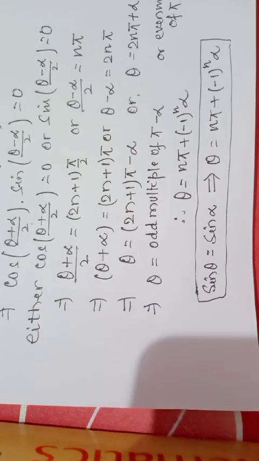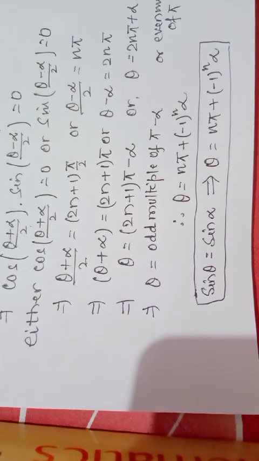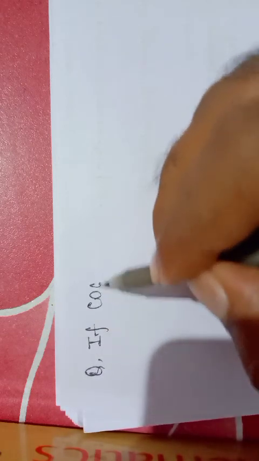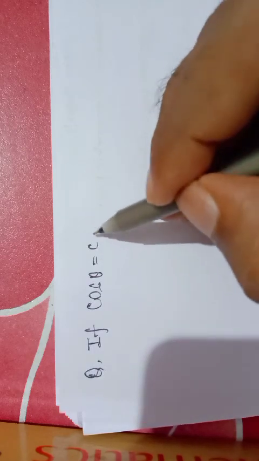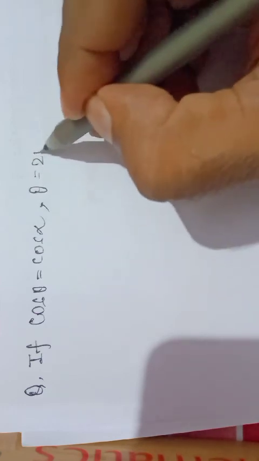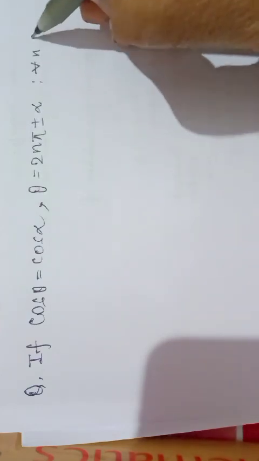Now see the same identity for cos. So write down, your next article: if cos theta is equal to cos alpha, then theta is equal to 2n pi plus minus alpha for all n belonging to I.